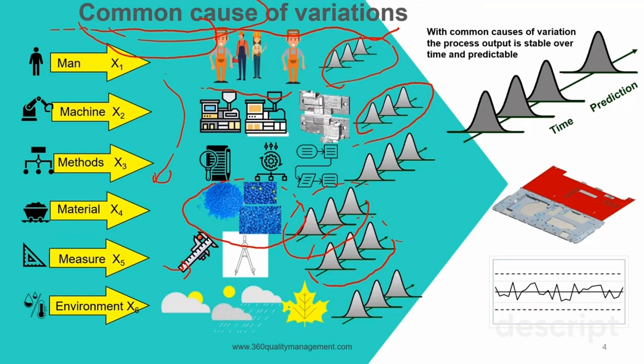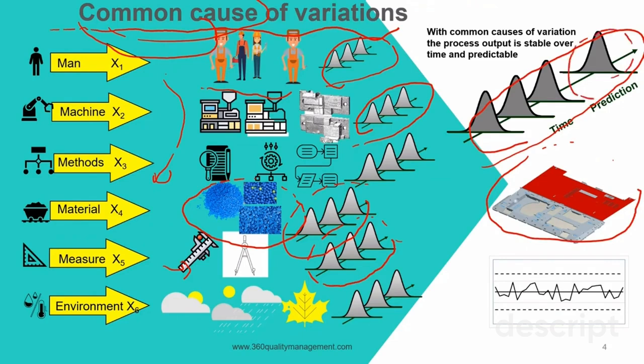This type of variations will result in common cause variations for the product itself, where it is quite stable and also predictable over time.